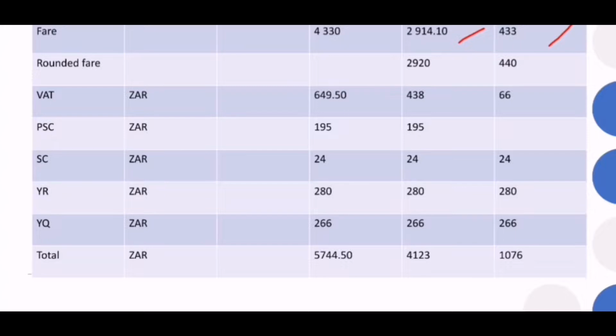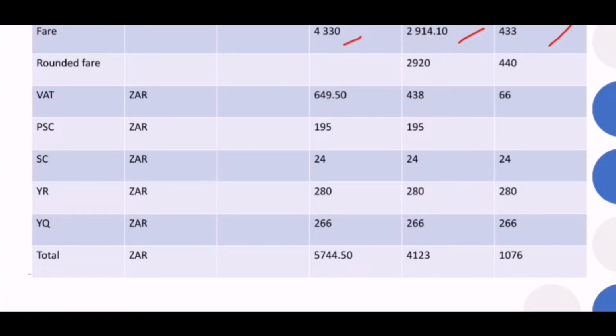Then at this point, we apply the principle that we need to round up to the nearest 10 rand. So you will see that this 4,300 is already a round figure. We are then going to round up the amount for the child and the amount for the infant. So now we rounding up to the nearest 10 rand, which makes it now 2,920, and then for the infant it makes it 440.